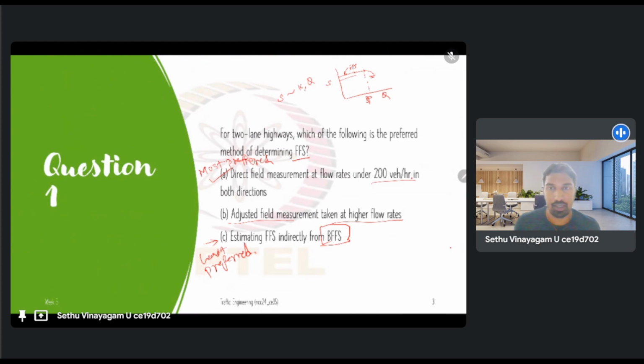If we have the option of doing all of A, B, and C, we should go with A, so that we can get a more precise and accurate measurement of the free flow speed.